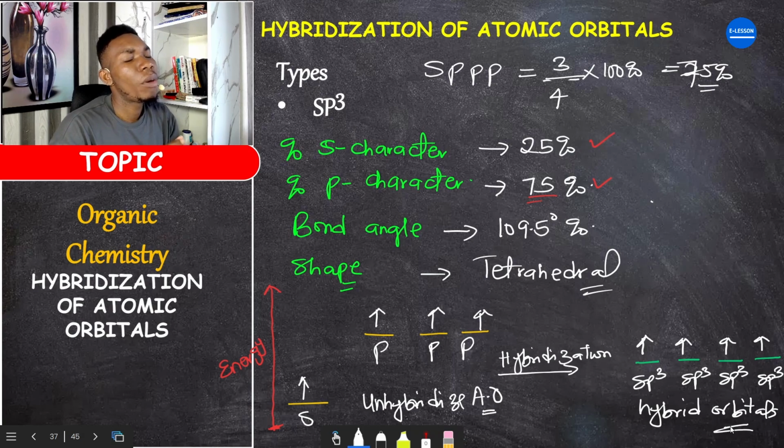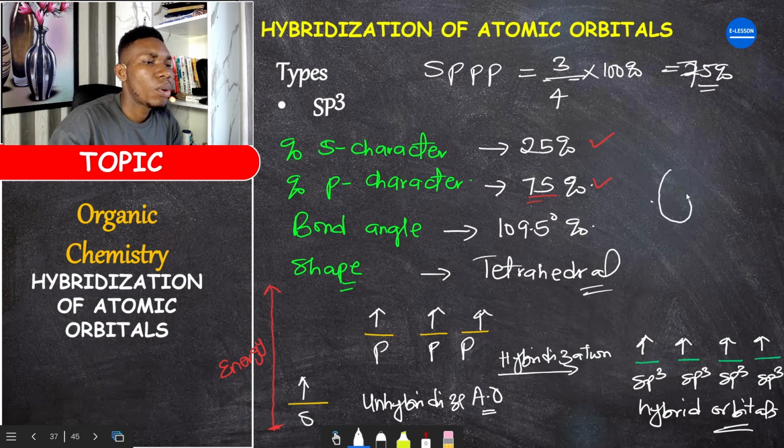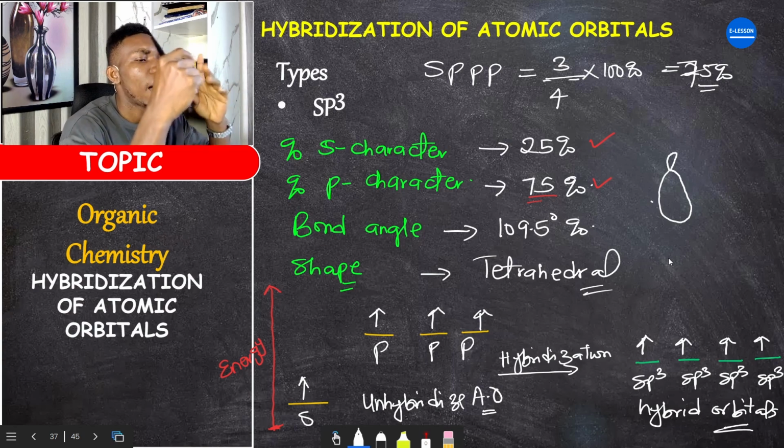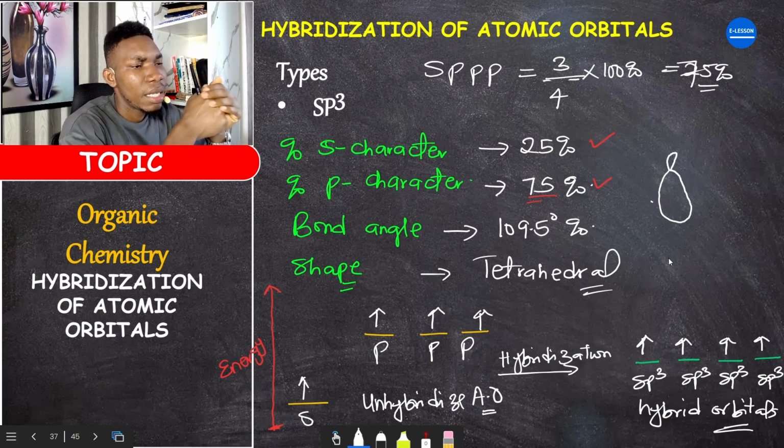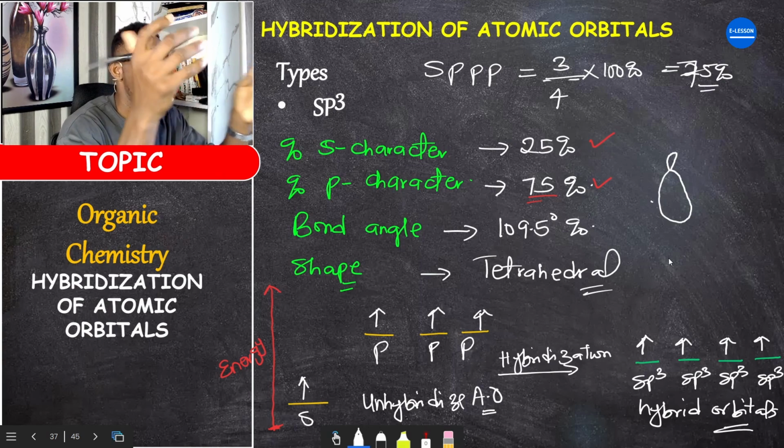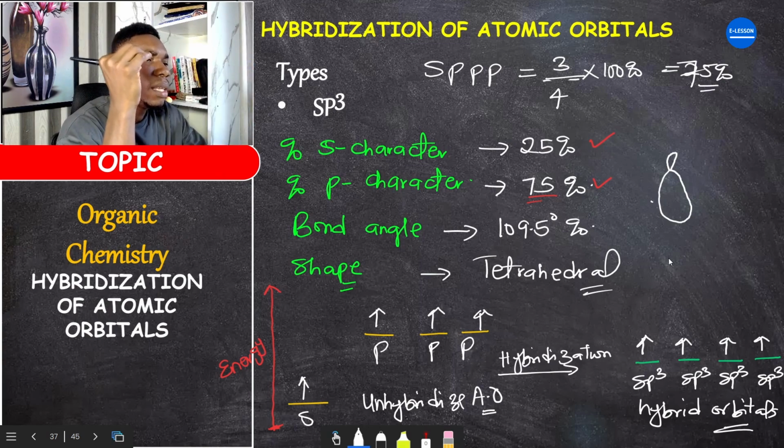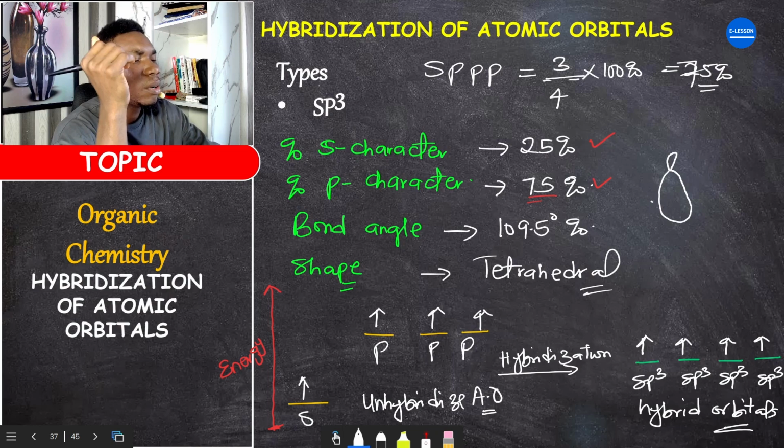Now, these hybrid orbitals, they have a specific shape. For instance, those of sp3, you are going to see a loop very big like this, and then you see another small one on top like this. This is the shape of sp3 hybrid orbital, more like a balloon that is tied at one end. Is that understood? So that's basically everything you need to know about the sp3 hybrid orbital.